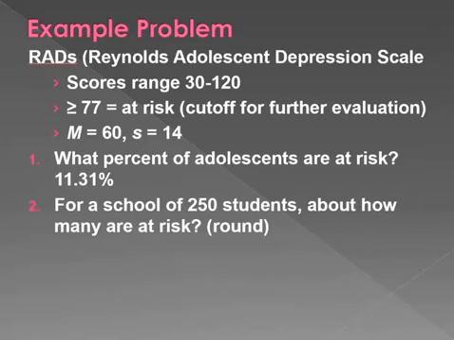Now the next question we're asking is, let's say we run a school of 250 students. How many of our students should be at risk? In other words, if we were to give this exam, this instrument, to 250 kids between the ages of 13 to 18, how many of them should score 77 or higher? I'll give you a hint. We played around with this idea when we were working with our baby data. So go ahead and pause the video, see if you can figure this out.